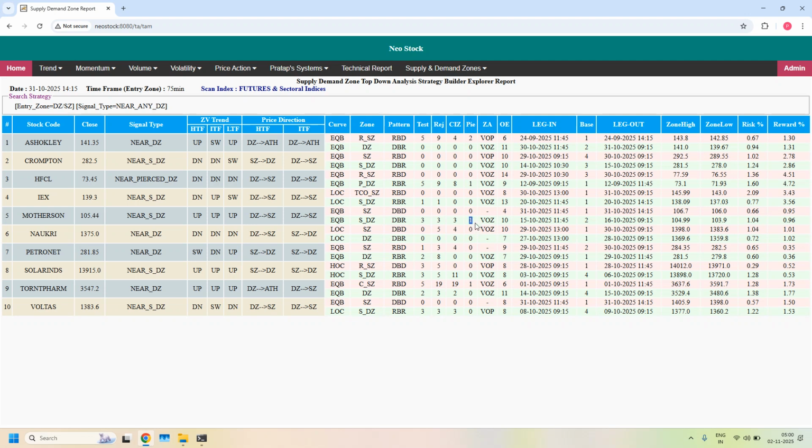Motherson is not valid because it is a pierced zone. But if anybody wants to use pierced zone strategies, you can use them as per the concepts learned in lesson 28, but not for the high liquidity zone strategy.